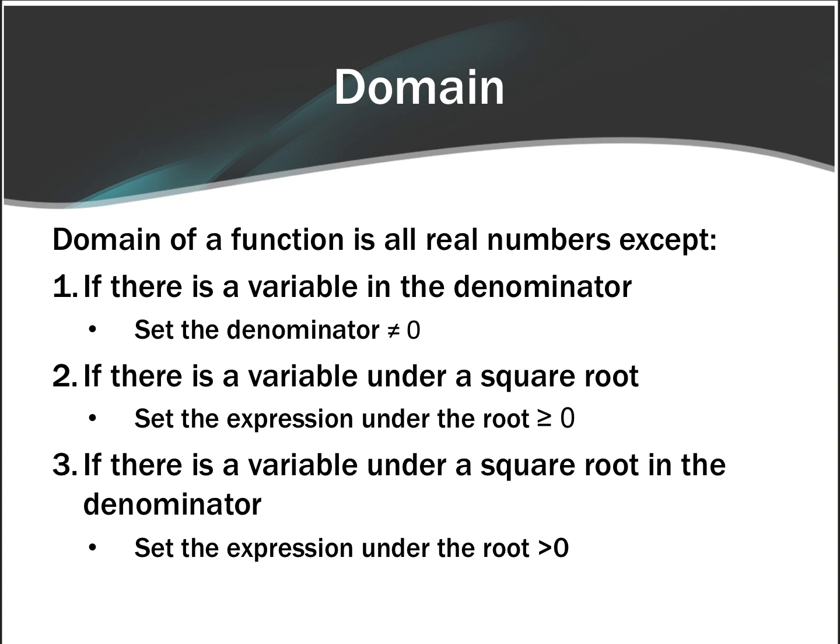So if there's a variable in the denominator of our fraction, we set the denominator not equal to 0 because we can't have 0 in the denominator. Remember, if we have 1 over 0, this would be undefined.